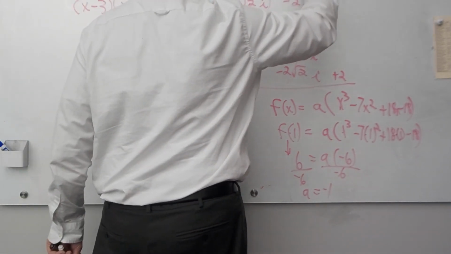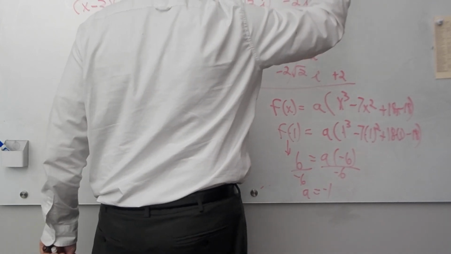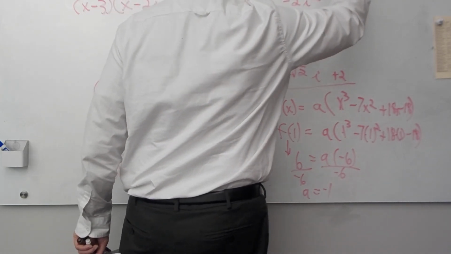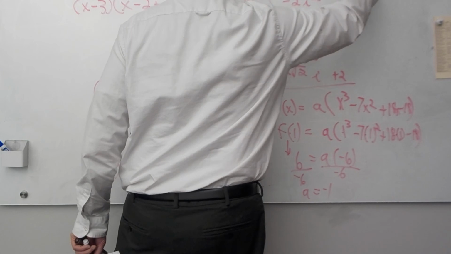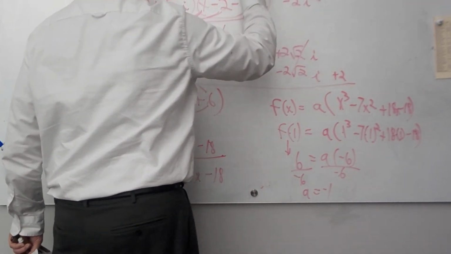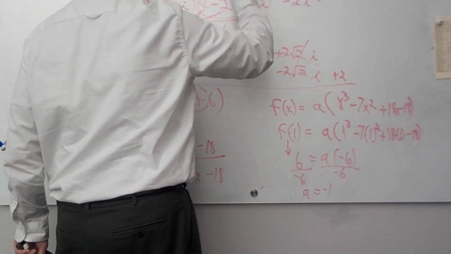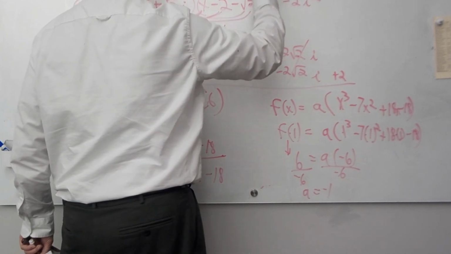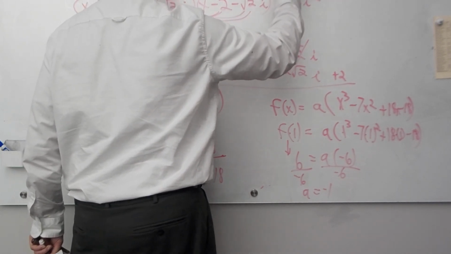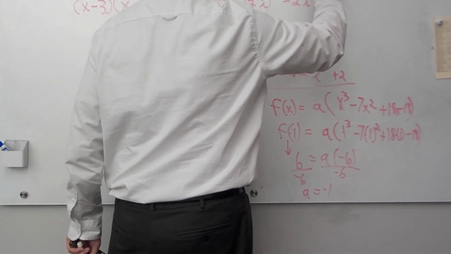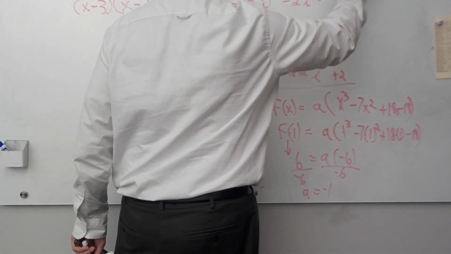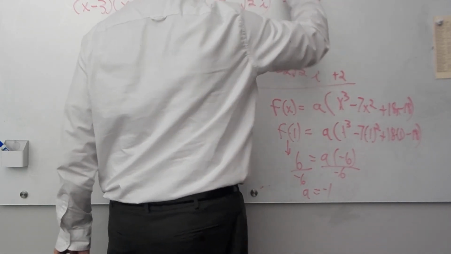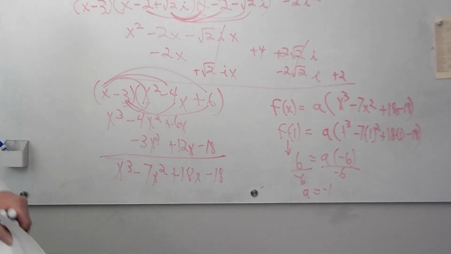minus 7x squared plus 18x minus 18. Now, if I want to distribute, you can. That'd be negative x cubed plus 7x squared minus 18x plus 18. I'm good with either answer there. All right, I'm going to stop there.